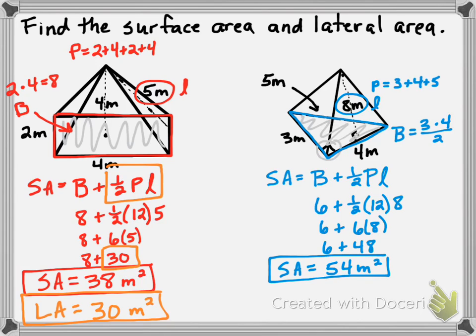And again, since I've shown my work, I already have my lateral area as well because it's just the second part. So the lateral area is 48 meters squared. So no matter what type of triangle it is, what type of pyramid it is, this formula works for it. You find the area of the base, then you do the perimeter of the base times the slant height divided by 2.